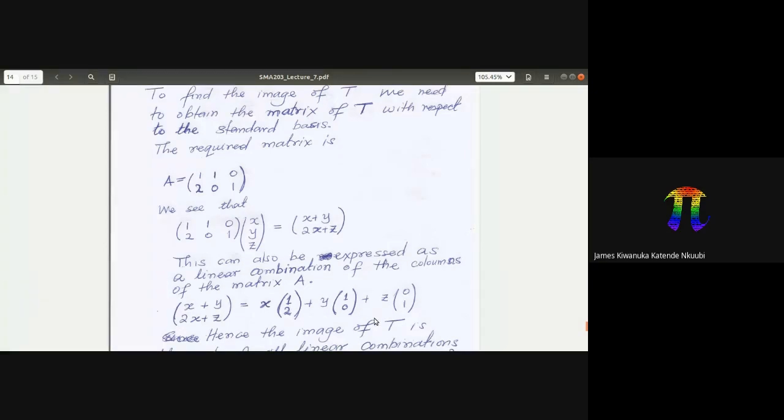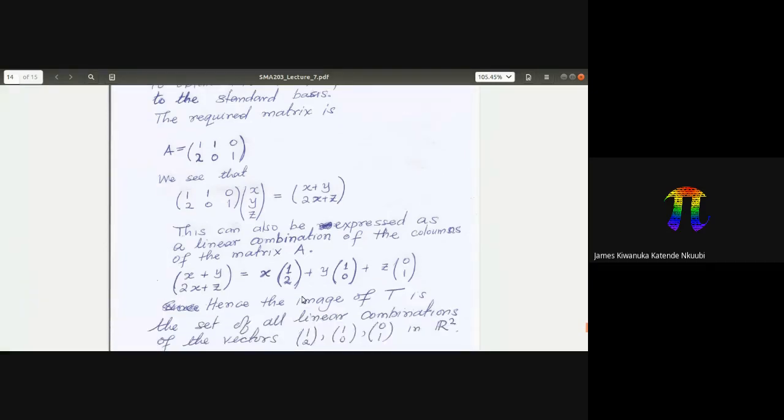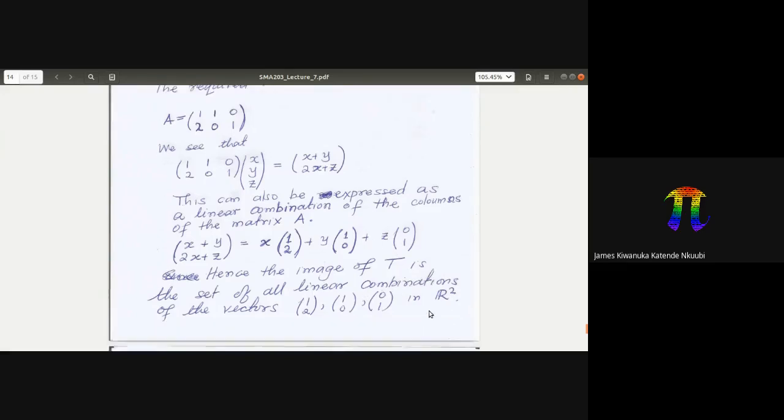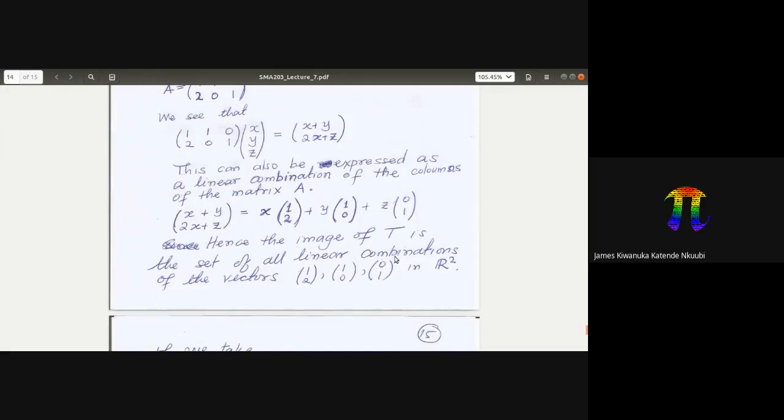Right? So that's how you interpret it. The image is just a linear combination of the vectors which form the columns of the matrix of the linear transformation. So that's how we write it. So any vector in the image will be this linear combination of the three vectors, 1, 2, 1, 0, and 0, 1. So the image of T therefore will be the set of all linear combinations of these three vectors.